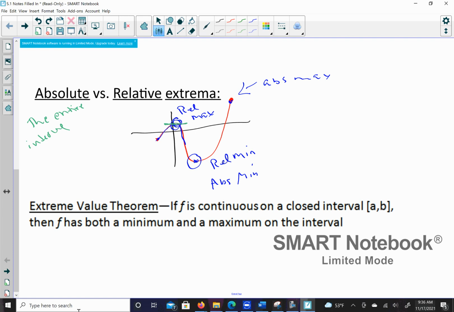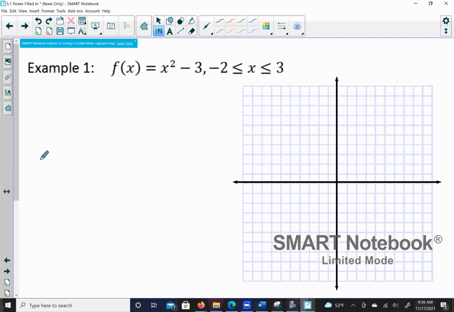That only works if your interval is closed, so you have brackets, or if I'm doing inequality notation, that would be like greater than or equal to, less than or equal to. You have to have the equal to parts of that sign. So let's talk about a function.